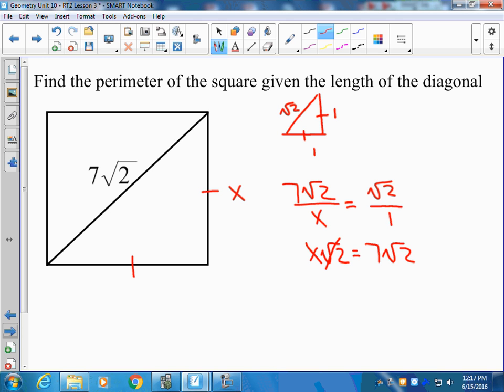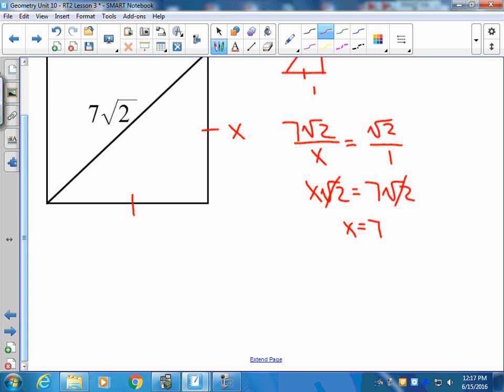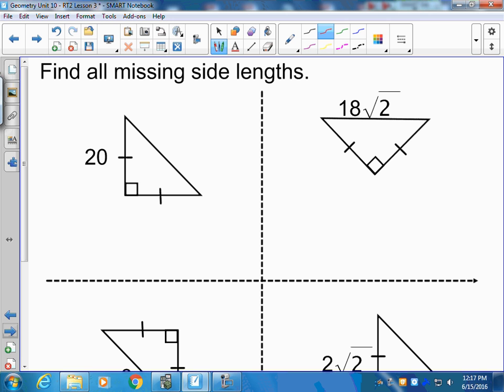Divide both sides by square root of 2. We get our side length of 7. And then to get our perimeter is 4 times the side length, or 28. Okay, so really be careful of what the questions are asking to make sure that you're answering those questions fully.